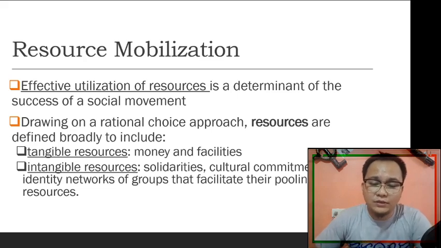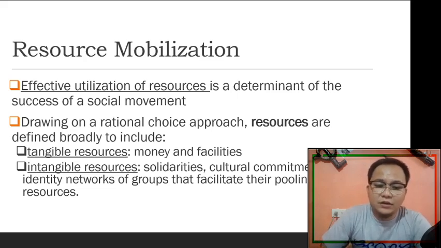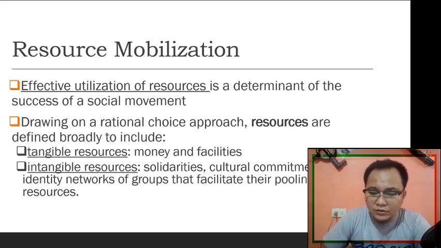Sa inyong HUM05, resources are defined broadly to include tangible resources such as money and facilities, intangible resources such as solidarities, cultural commitments, identity networks of groups that facilitate their pooling of resources.